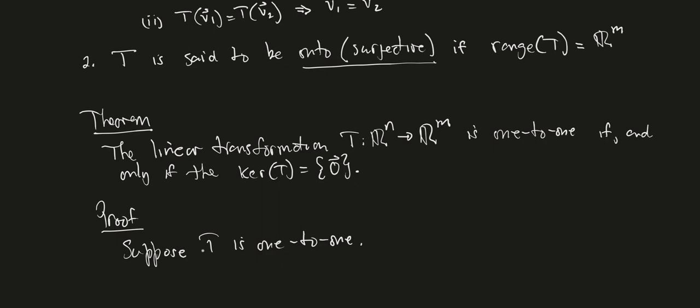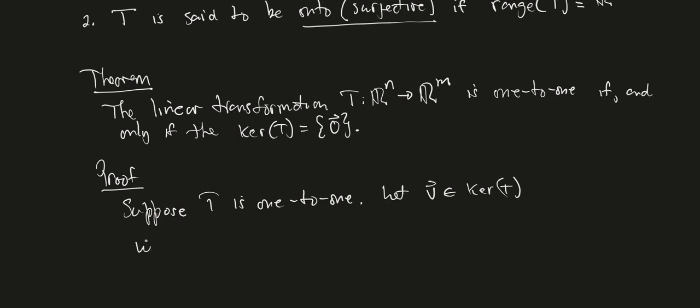Now, going back to one of the properties of the linear transformation, suppose T is one-to-one, and let V be an element in the kernel of T. What we would like to show is that V has to be the zero vector, right? If that's the case, then we've established that part of the theorem.